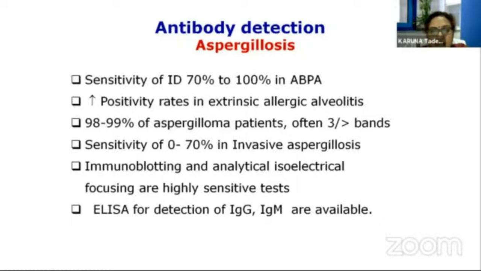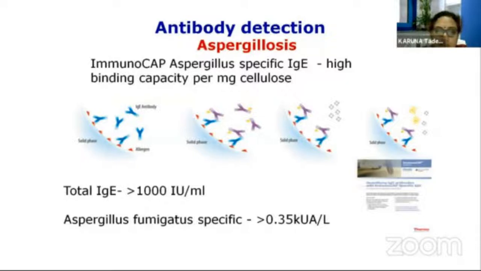Immunoblotting and analytic isoelectrical focusing are highly sensitive tests. ELISA for detection of IgG and IgM are available. If we focus on the most available tests, many centers have got FARDIA. FARDIA is the equipment where a lot of allergen testing can be performed, along with antibody detection against these allergens. It is one of the techniques where ELISA can be performed in an automated way with all the reagents in place. It is based on the principles of ELISA, and this ImmunoCAP is specific for the IgE.